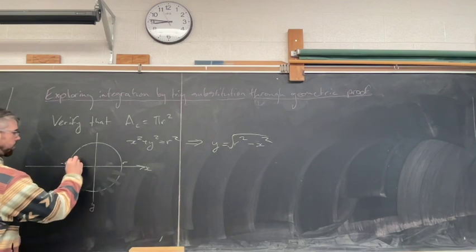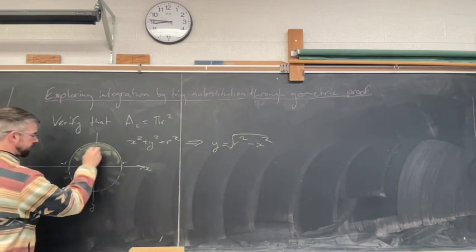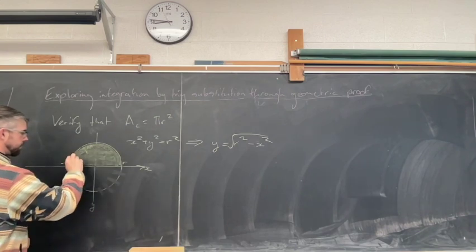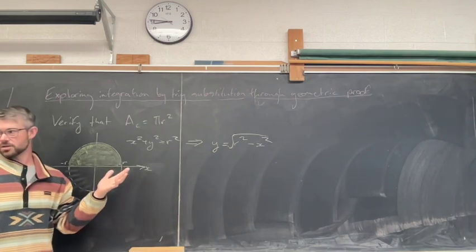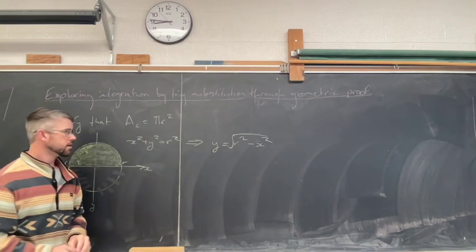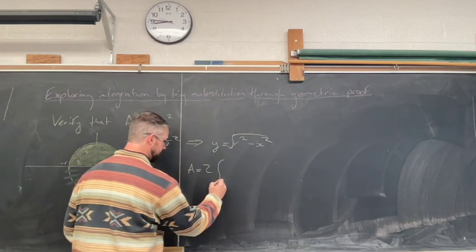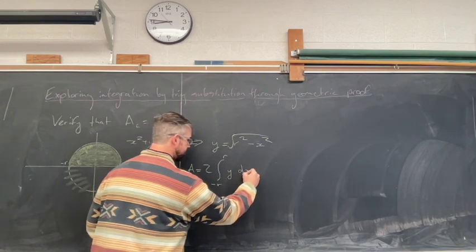So with what we know about integration, if I simply integrate underneath that function from negative r to positive r and multiply that by 2, I'll have the area of the circle. So the area of my circle is going to be equal to 2 times the integral from negative r to positive r of y dx.